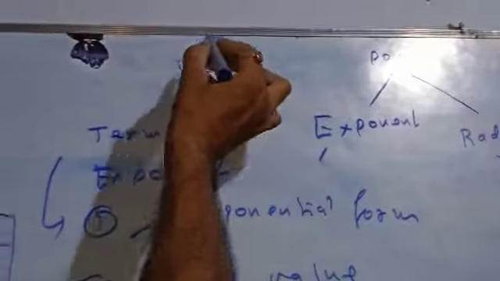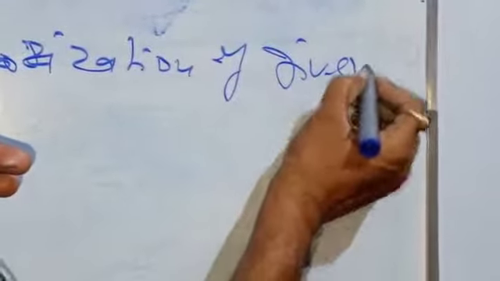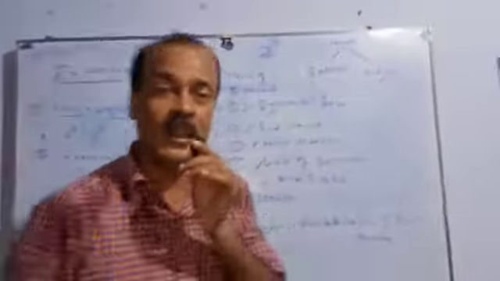Suppose we are given 3125. This is the number, and we have to get its power notation. For the power notation, we do the prime factorization of the given number.